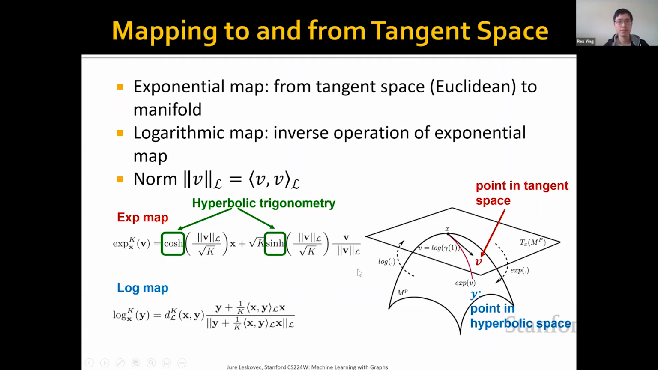The high-level concept is that you just need to know that there exists such a mapping between the tangent space as well as the manifold, and we can use such mapping to perform operations in the Euclidean space and map it back to the hyperbolic space.